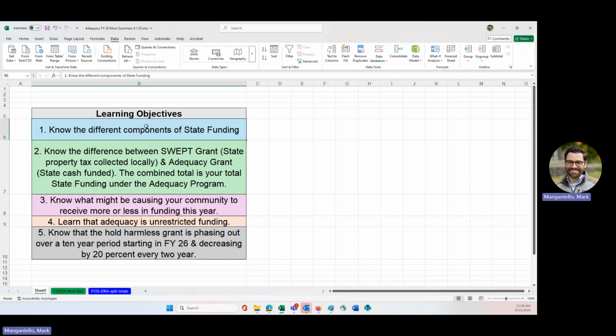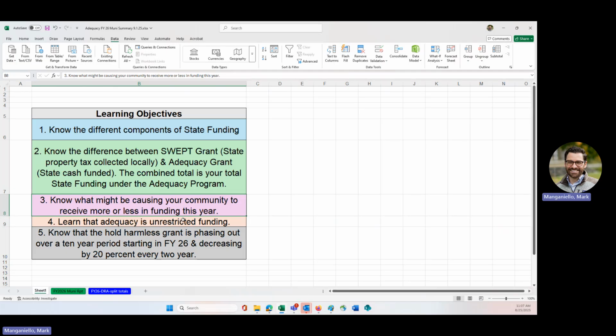This training has a couple of learning objectives. We're going to learn the different components of state funding through the adequacy formula. Another key thing that we'll start right off the bat with is knowing the difference between a swept grant and an adequacy grant. The combined total is your state funding, but it's important that you know where the swept money comes from and how you receive it as a school district. It's a state property tax that is collected locally. And then adequacy grant is state cash, so it comes from the state treasury, from the state's bank account to your school district. So important to know that.